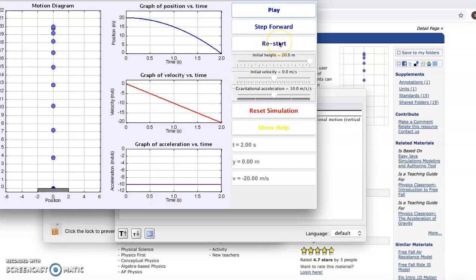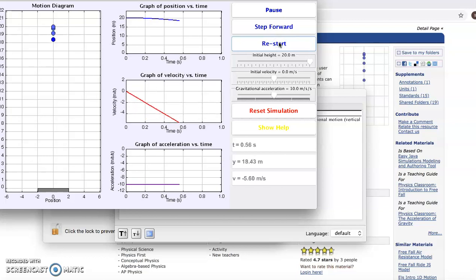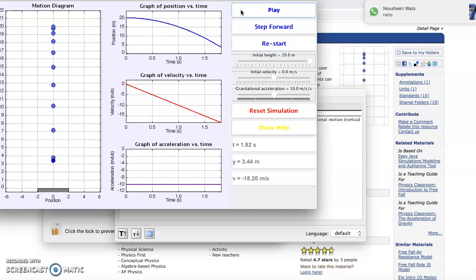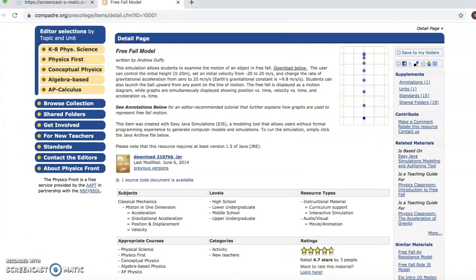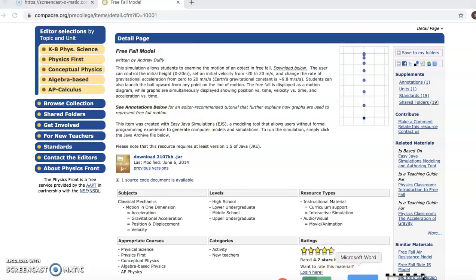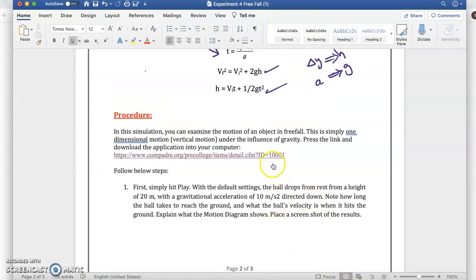You can restart. Okay, you can pause. You see? So anyway, this is all what I want to show you here. Let me just close this window. All right, and then where is the report here? So that is a very important part.